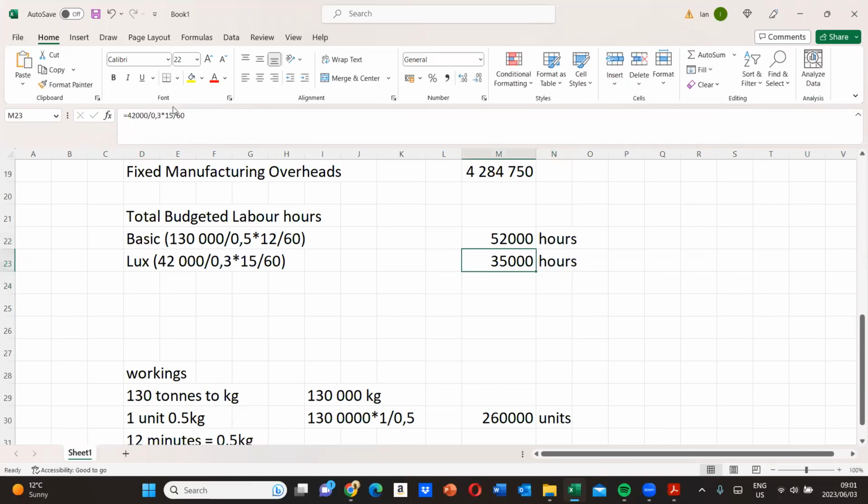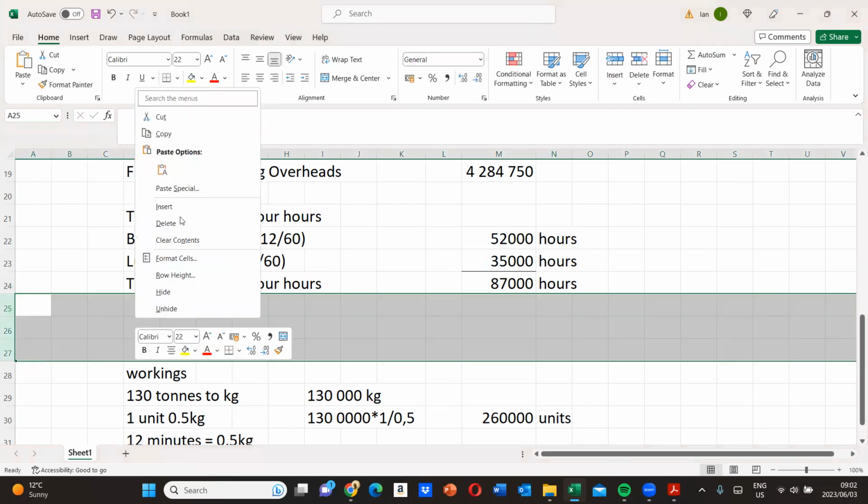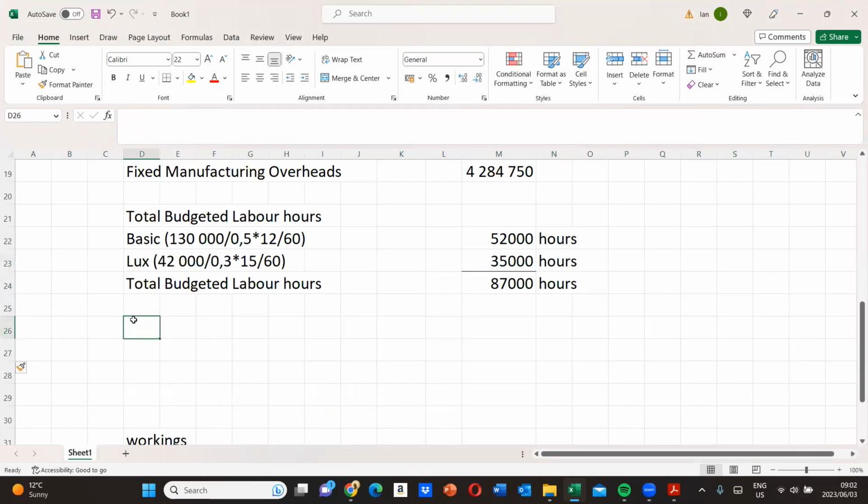Right, then we add together these hours. Right, so it gives us the total number of hours that we have. So these are budgeted hours. And then our absorption rate, how are we going to do it? Right, so of course we're going to divide the fixed overheads by that. So the overhead allocation rate.